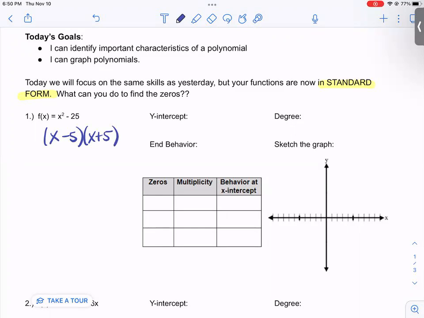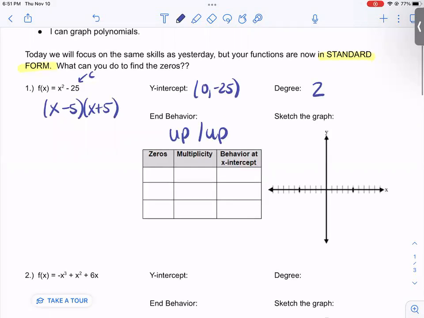If you recall standard form, the c value is our y-intercept, which is going to be right here. This is our c value. So the y-intercept is going to be (0, negative 25). Our degree is taken right from the polynomial itself, which is x squared. So it's a degree of 2. And so based on the degree and the fact that we have a positive a value, we have an up, up end behavior for this graph.